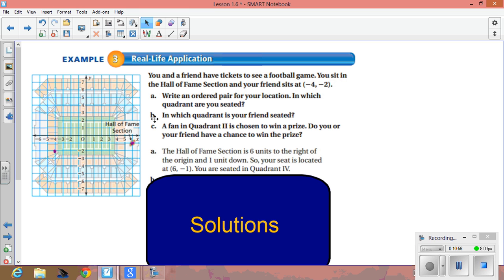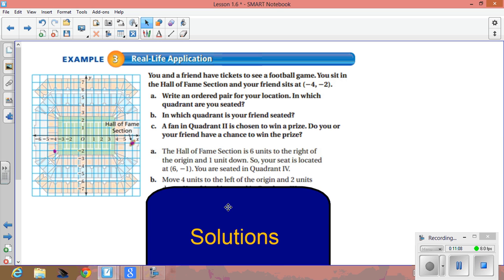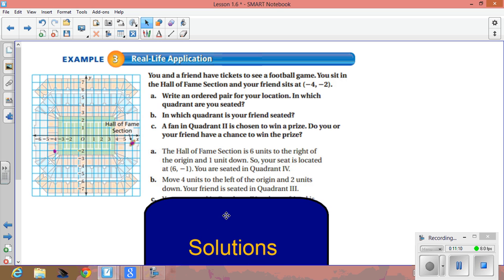Question B. In which quadrant is your friend seated? Well, we found our friend over here at -4, -2. He would be in quadrant 1, 2, 3. Our friend is seated in quadrant 3.